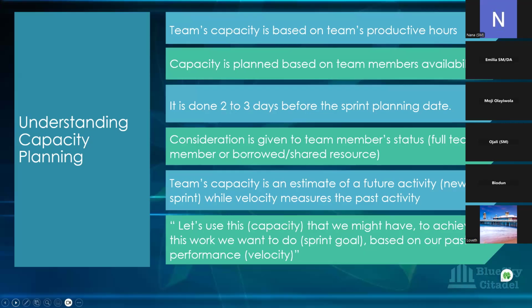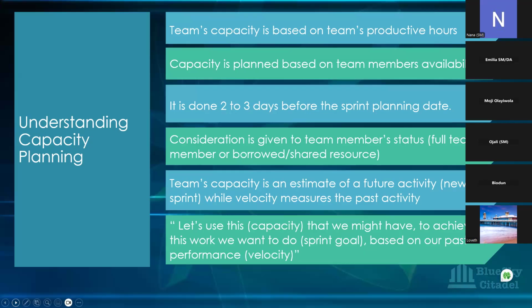The future activity is the next sprint that you're going into. Your velocity measures your past activity. Your velocity is saying that, based on the previous sprint that you've done, you can do this much. But your capacity works with your velocity also. I'll explain when we get there.